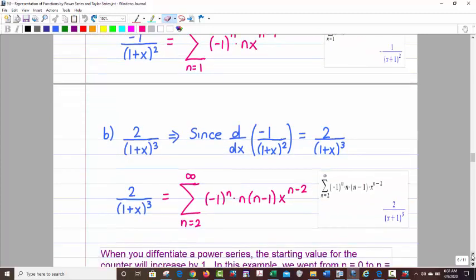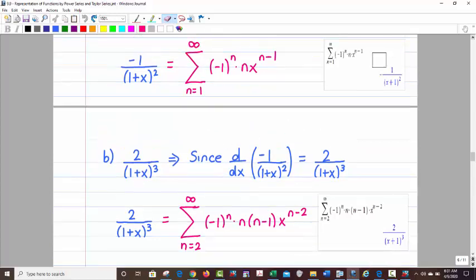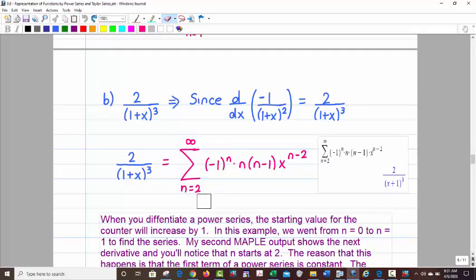Now part B is asking for 2 over 1 plus x cubed, which then happens to be the derivative of the one we just found. And so to represent 2 over 1 plus x cubed, we take the derivative again. So the derivative of nx to the n minus 1 will bring down an n minus 1, and we'll make the exponent n minus 2 now. So there's the n minus 1, there's the n minus 2, and you shift the counter over again, so it becomes 2. So starting this at 2, because like I said, you're differentiating away a constant there, so you're losing a term. And there it is. So Maple agrees with that answer.